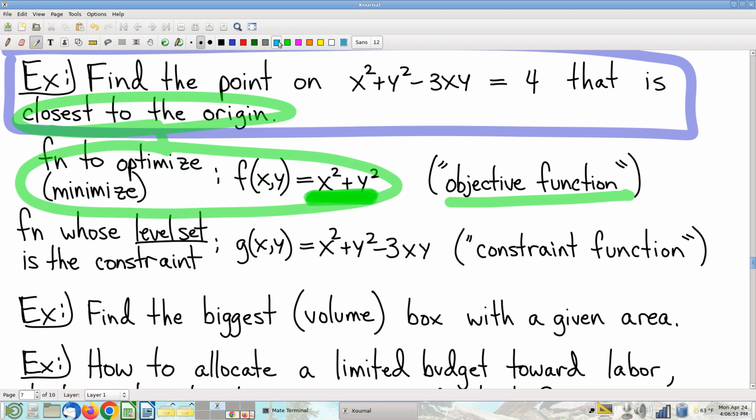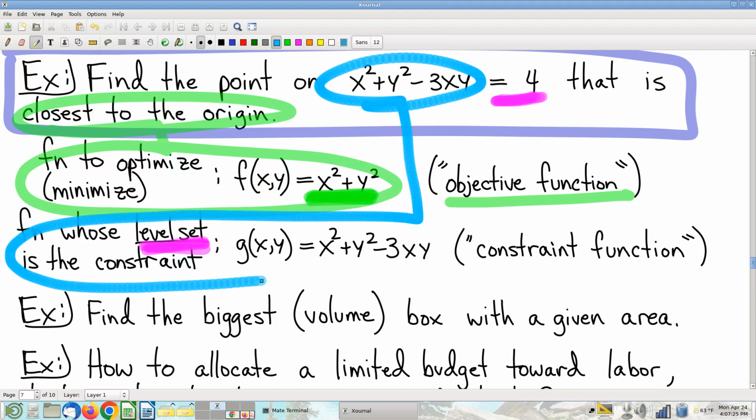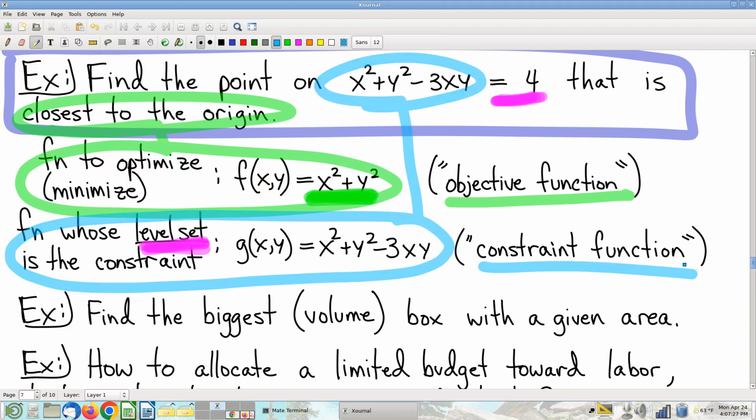But notice we have a constraint. I'm not looking at all points in the plane. I'm looking only at points that satisfy this weird equation. Okay, some points count and some points don't. How do I deal with this? We're going to call this the constraint. More specifically, notice I've got this written as a level set of a certain function. The function whose level set I'm looking at is called the constraint function.